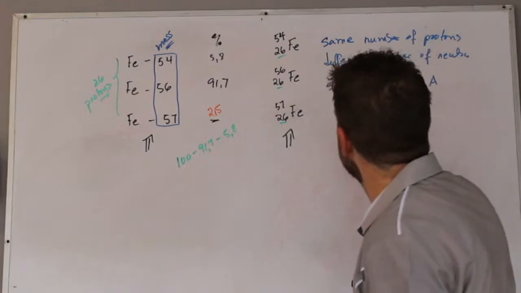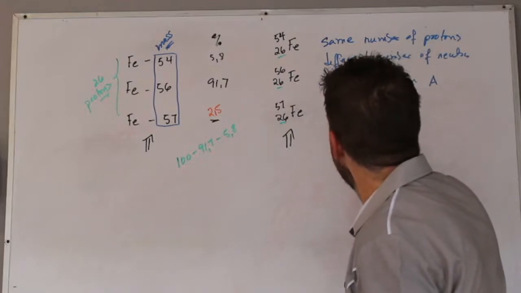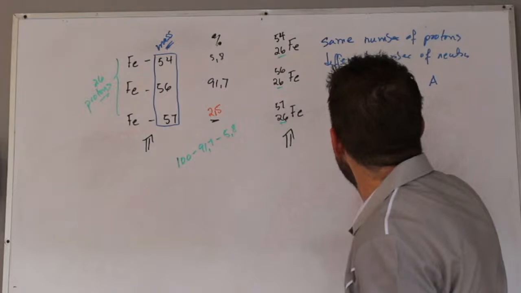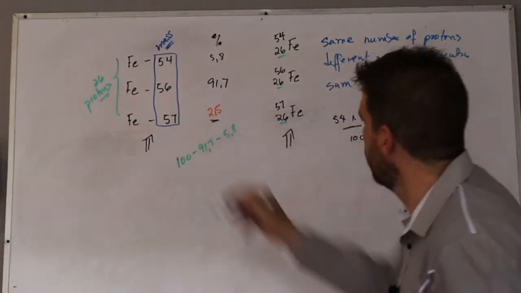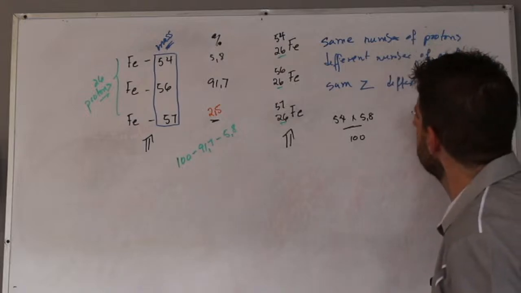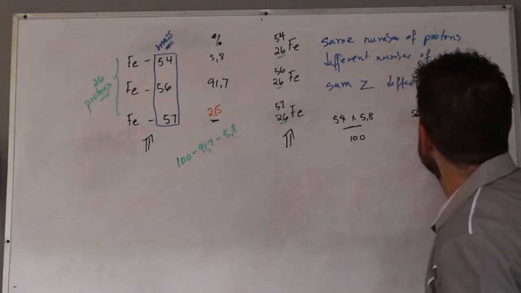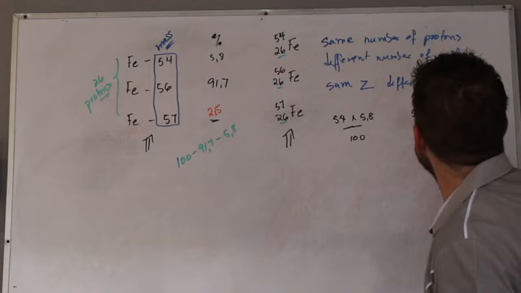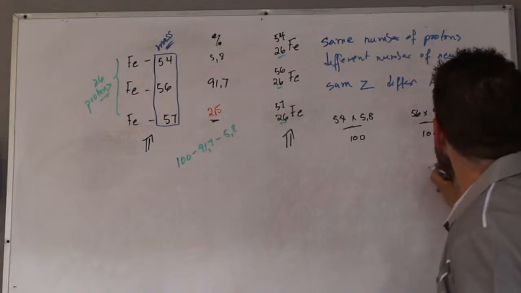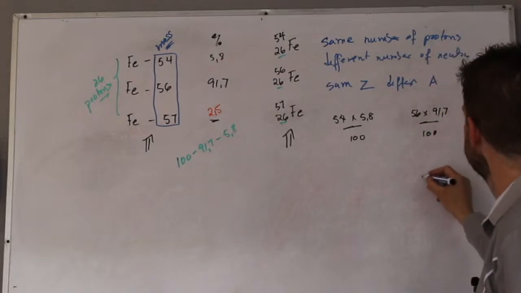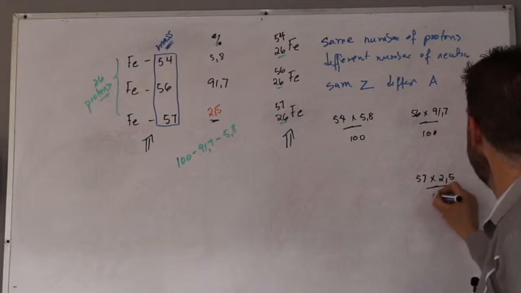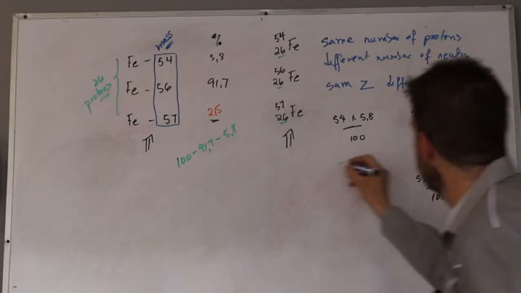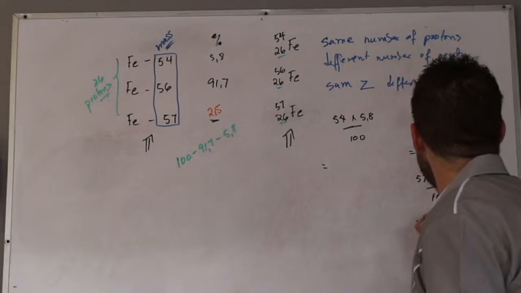So for instance, you can say that it's 54 times 5.8 over 100. That is for the first one. For the second one, you have 56 times 91.7 over 100. And for the last one, you get 57 times 2.5 over 100. So let's do those calculations real fast.